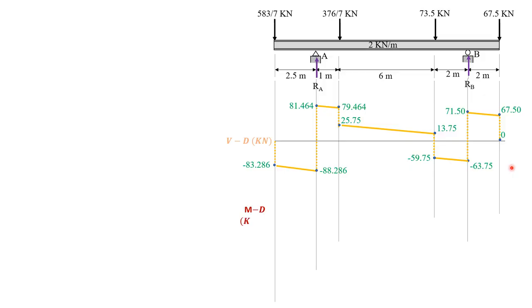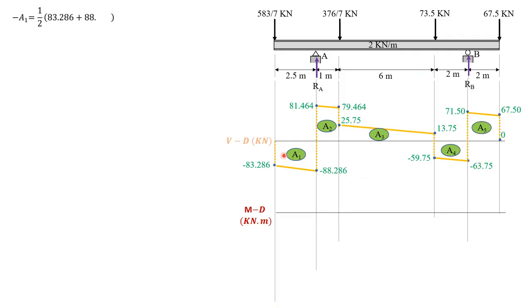Then for the moment diagram, we need to compute the areas of trapezoids. So area 1 is negative, area 2 positive, area 3 positive, area 4 negative, area 5 positive. Negative of area 1 is 0.5 of 83.286 plus 88.286 times 2.5. So area 1 is negative 214.364 kilonewton meter. So let's now have the moment curve from left to point A. So 0, negative increasing curve here, negative 214.364. Then plus area 2.